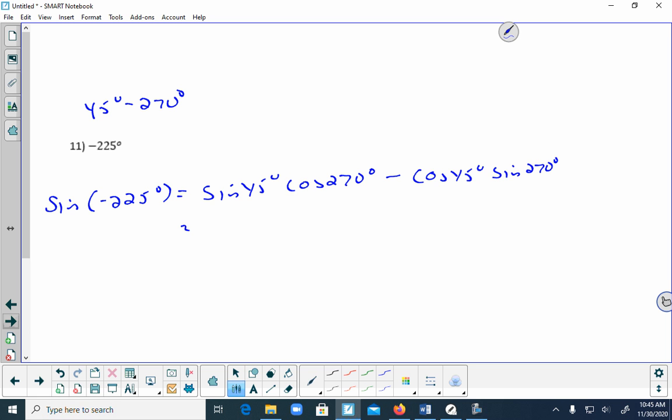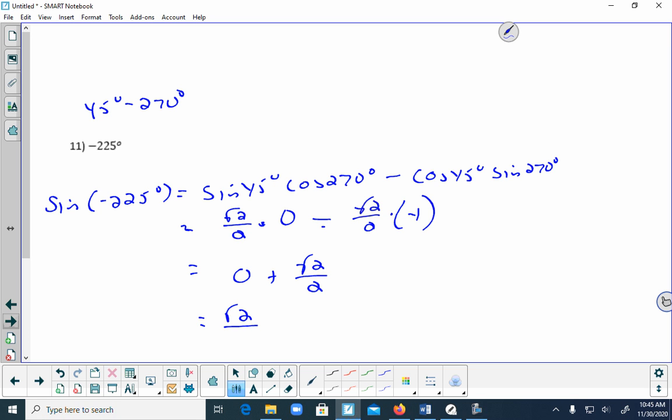So when I do this, the sine of 45 is the square root of 2 over 2. The cosine of 270 degrees is 0, minus the cosine of 45, which is the square root of 2 over 2, times the sine of 270 degrees, which is negative 1. So this first part will be 0, and then negative times negative would be a positive square root of 2 over 2. So my final answer is the square root of 2 over 2.